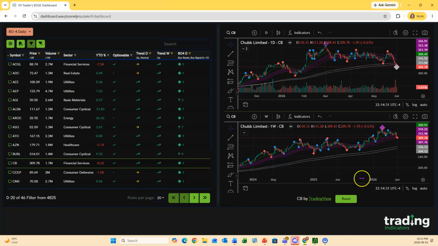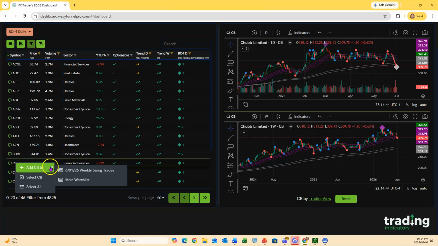Chub. Yeah, this looks pretty nice. I'm going to put this on the hot list. The weekly looks good as well. We're right into the wave. So daily trend up, weekly trend up. I'm going to put this on the hot list.